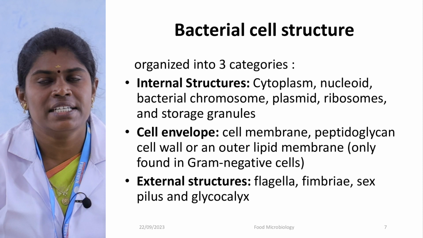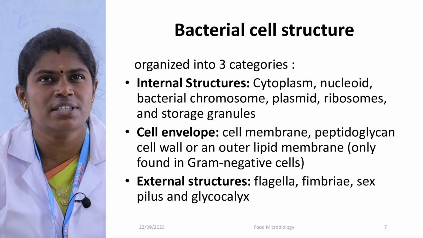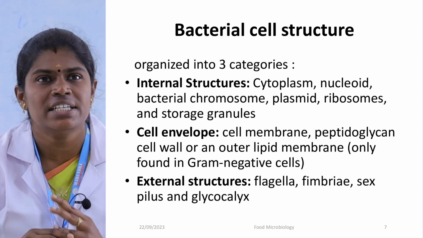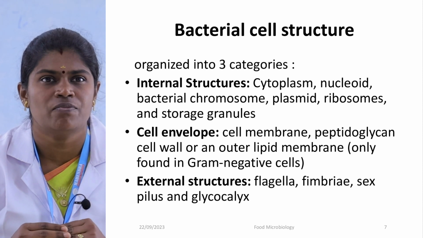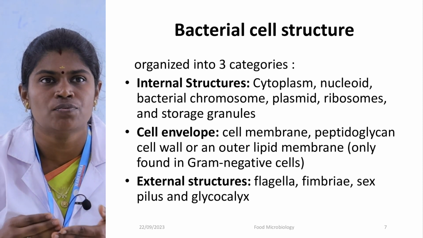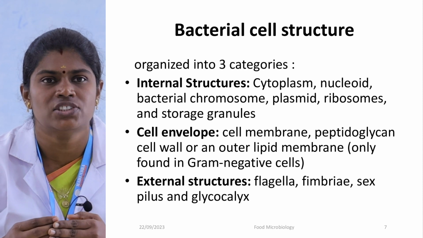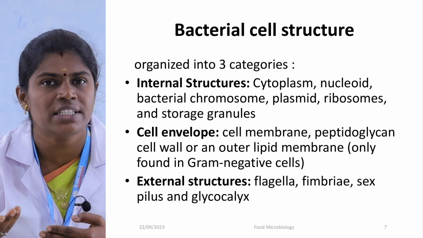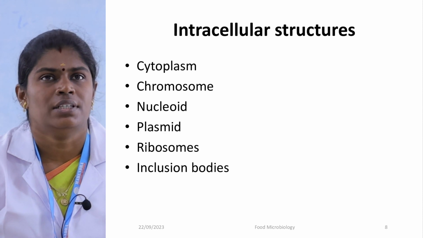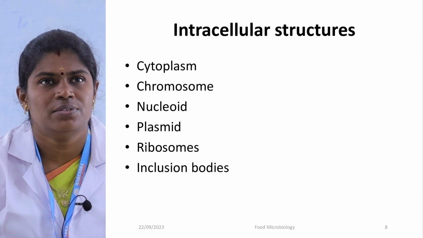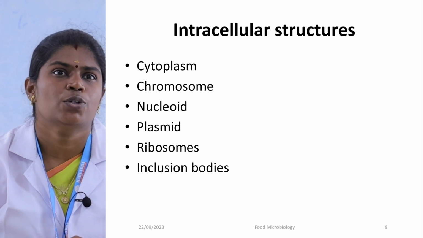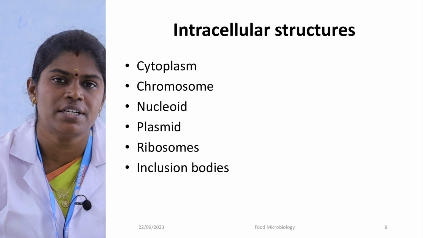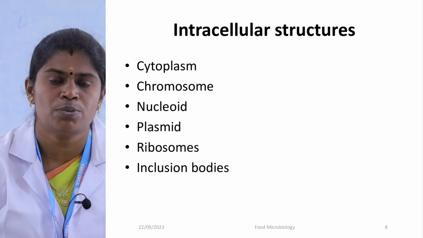Next is bacterial cell structure. We can classify the bacterial cell structure into categories. One is internal structure, which is present inside the cell envelope, the outer cover of the cell. Next is external structure, which is present outside the cell wall. Some important internal cellular structures are cytoplasm, chromosome, nucleoid, plasmid, ribosomes and inclusion bodies.